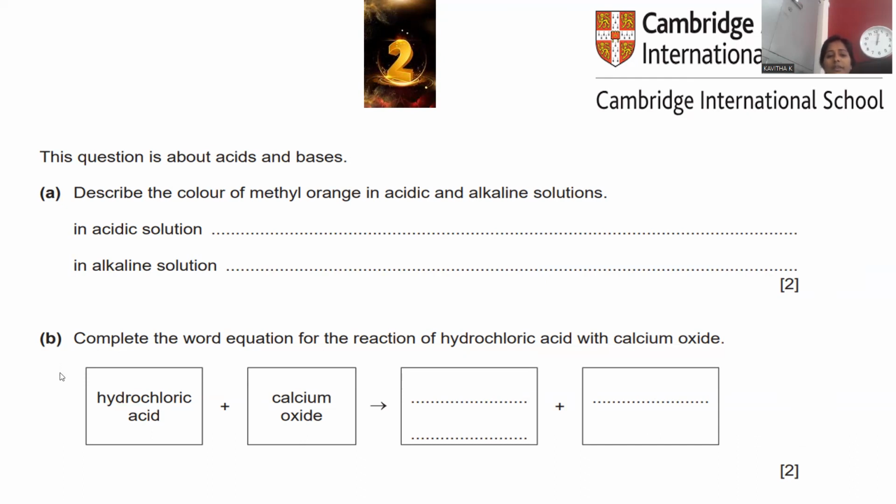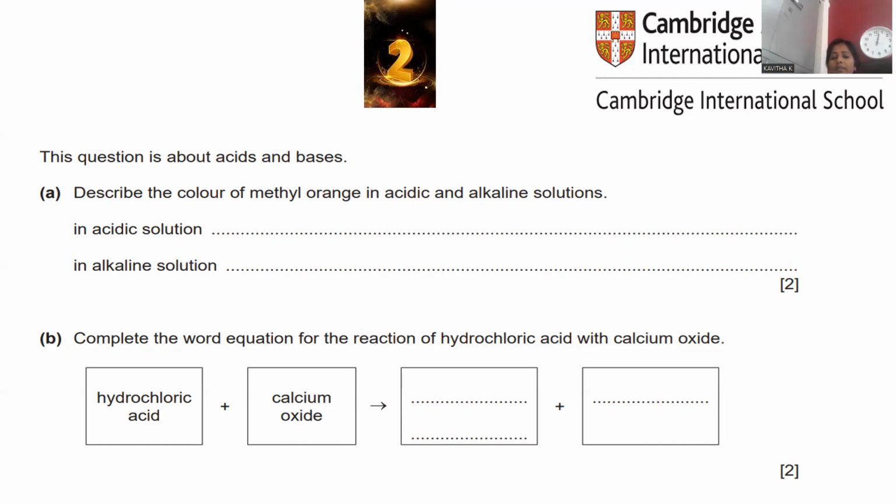Go with question number B. Complete the word equation for the reaction: hydrochloric acid reacting with calcium oxide. Hydrochloric acid is said to be a strong acid, and calcium oxide is a kind of strong base, a basic oxide. Generally, metal oxides are basic in nature. Non-metal oxides are acidic in nature. Metalloid oxides are amphoteric in nature. This is the kind of elucidation of the nature of oxides.